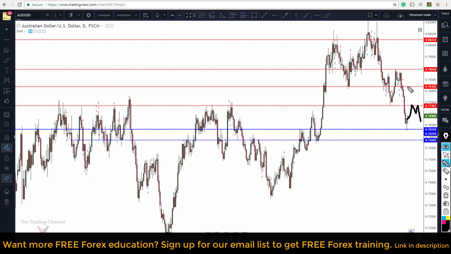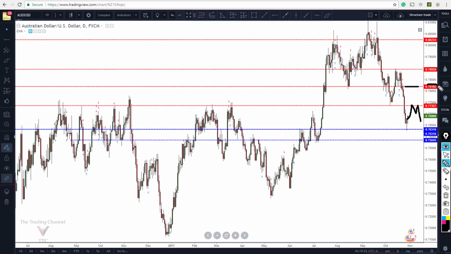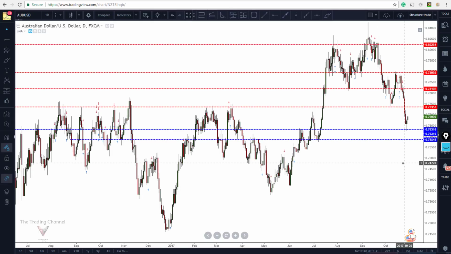If we get above that, we'll be looking at the 0.7819 area as our next level of resistance. And of course, that lowest level of support that we just pointed out is the 0.7584 level. So that's what we'll be looking at and paying attention to here on the Aussie dollar for the remainder of this week. Let's go ahead and move on to our next pair.